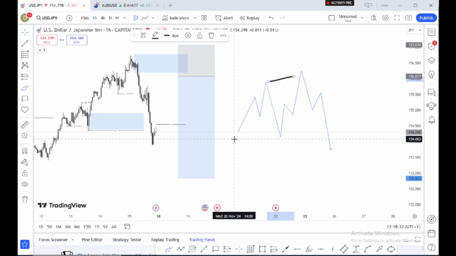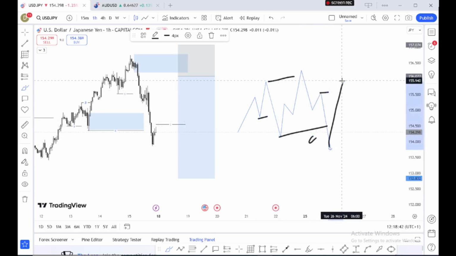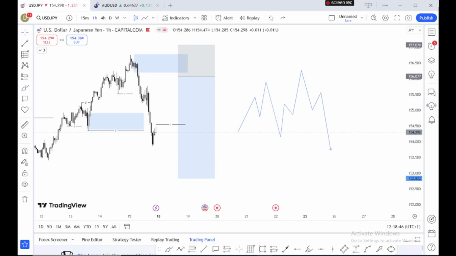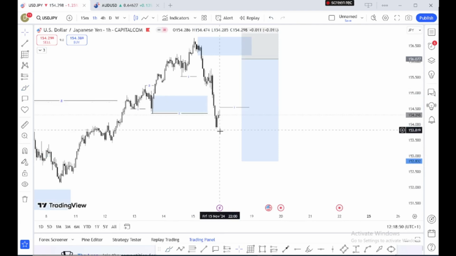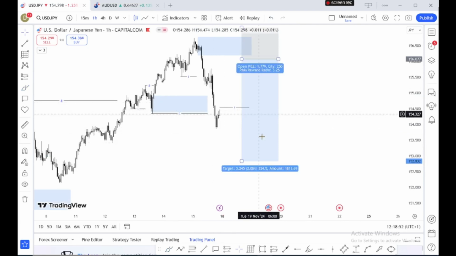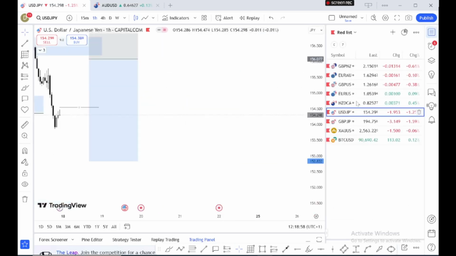Why? Because inducement was taken out. This level must be protected. Market gave us change of character here. Then we're expecting the market to take out inducement and sell. That's exactly what I'm expecting on this pair. If market creates another inducement, I'll wait until market creates another structure below before I change this entry. So straight to NZD CAD.